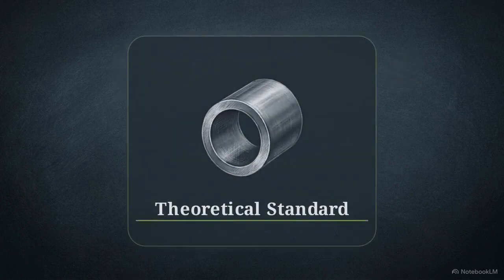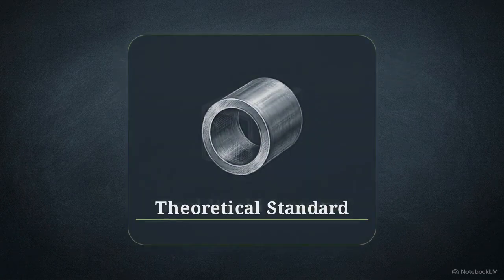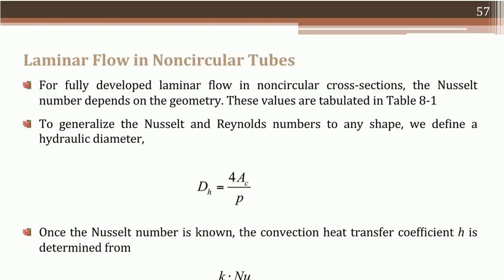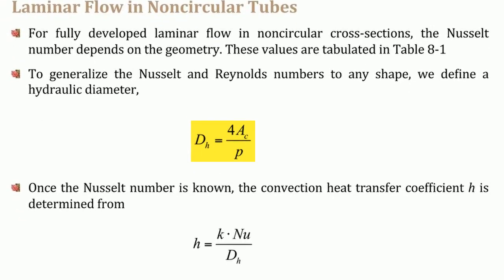While circular pipes are the standard for theory, real-world systems often utilize rectangular or triangular ducts. The underlying framework remains the same for these shapes. We simply replace the standard diameter with the hydraulic diameter, which is 4 times the cross-sectional area divided by the wetted perimeter. Let's apply this.